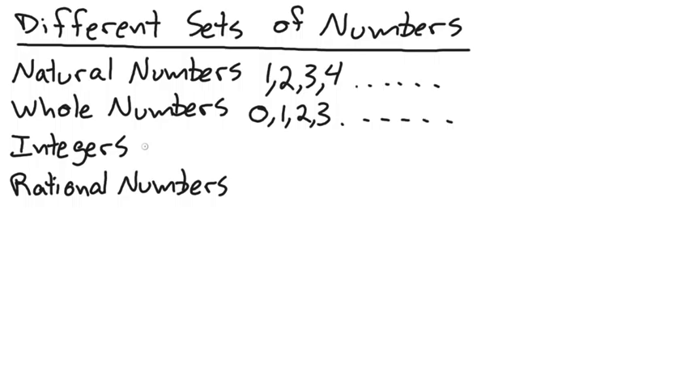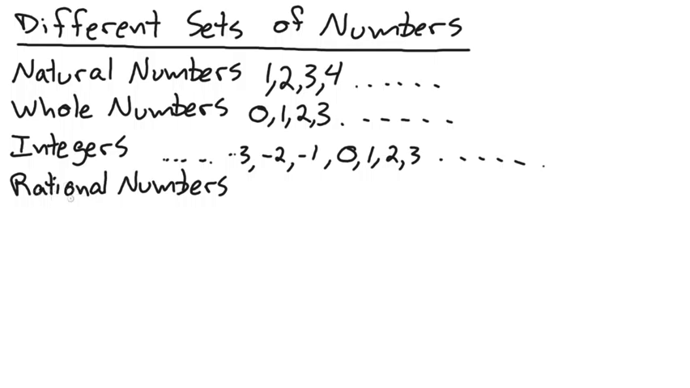Integers. This set of numbers includes all of the natural numbers. It includes all of the whole numbers, but then it adds negative numbers. So you have 0, 1, 2, 3, and so on. But then it also adds negative numbers. So you have -1, -2, -3, and so on.